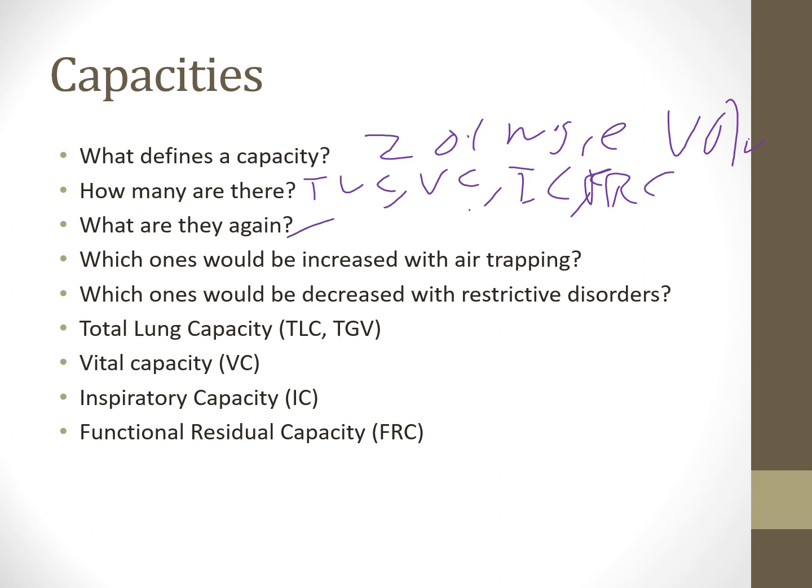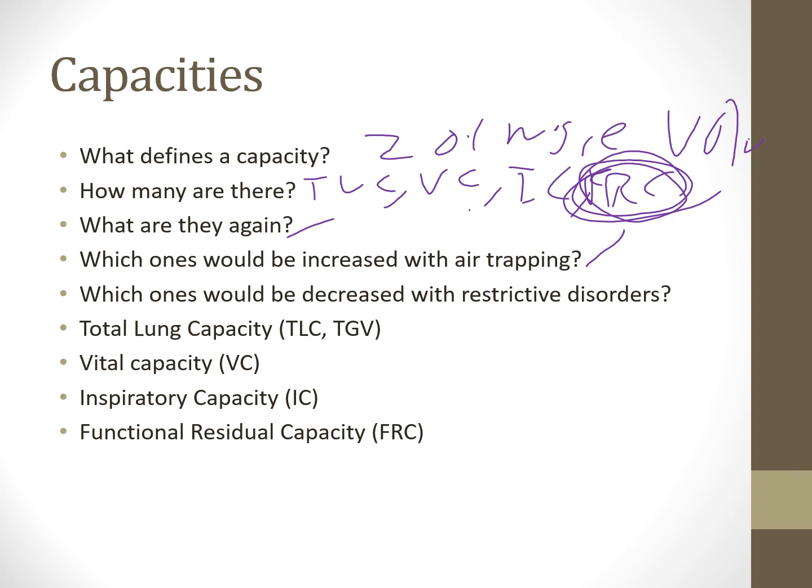That's what they are. Which ones would be increased with air trapping? Well, in this situation, the only one that has the expiratory part of it would be your functional residual capacity. So FRC would be increased in air trapping. So if you did a pulmonary function test and someone had a very high FRC and very low flow rates, that's a big sign of an obstructive air trapping patient.